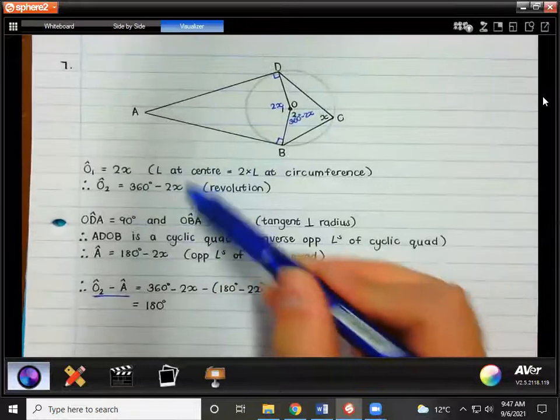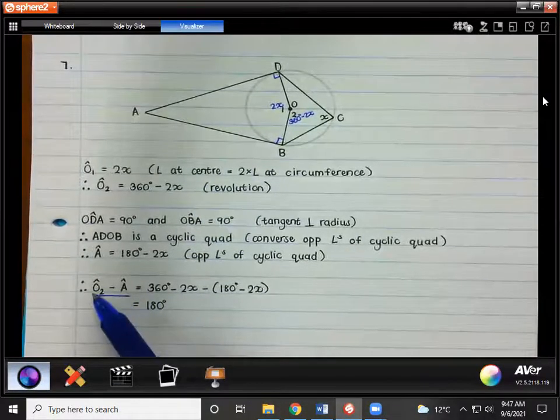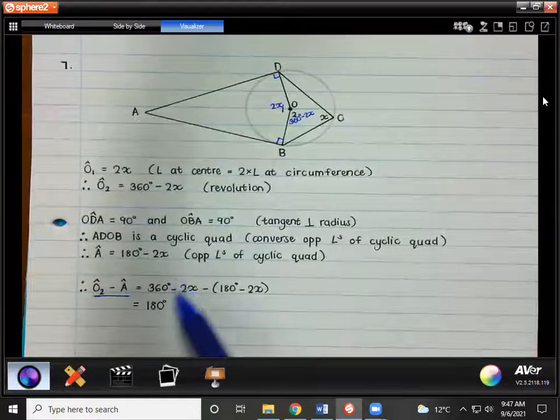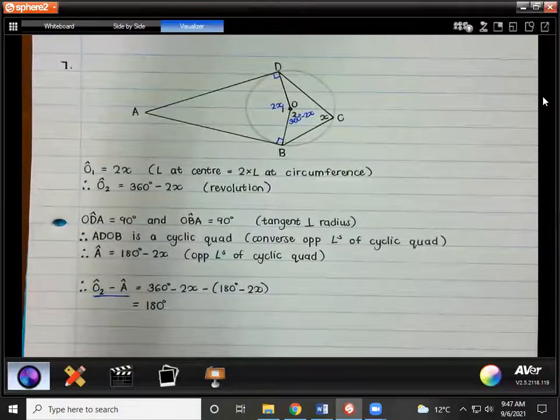And then we have O2 and we have A. So then we just do that final step of showing that O2 minus A, if I do that calculation, does in fact give me 180 degrees. Before we look at other options, any questions on this method that I did? Okay, you fine? Talia?